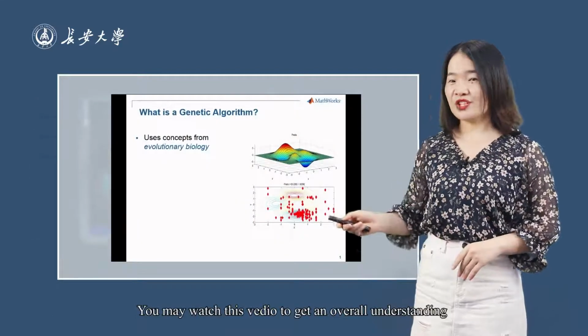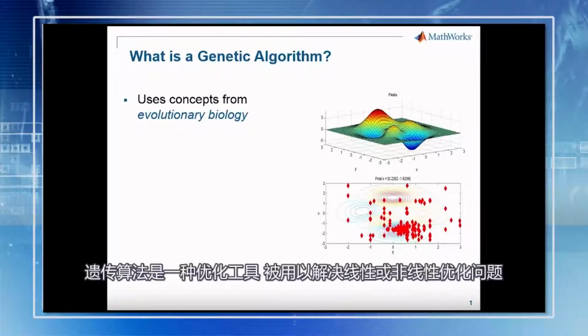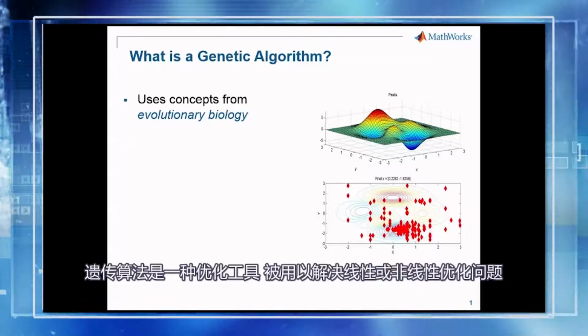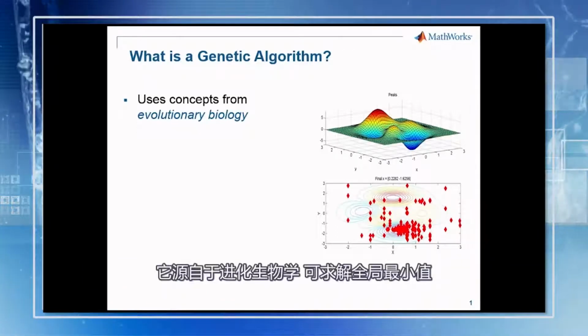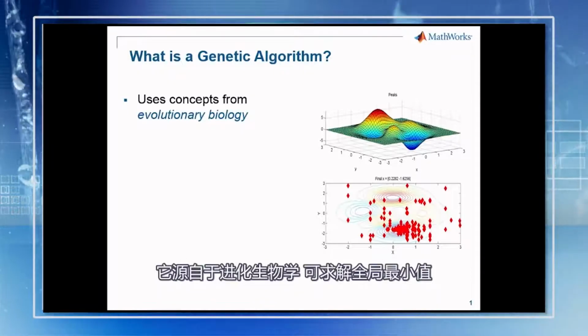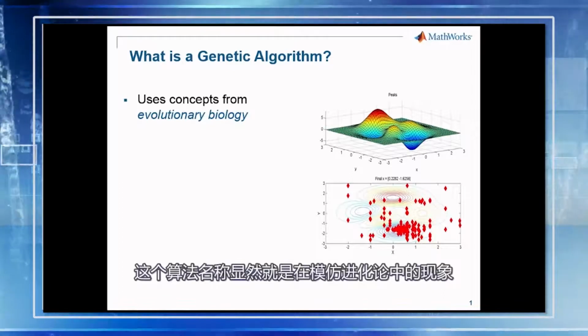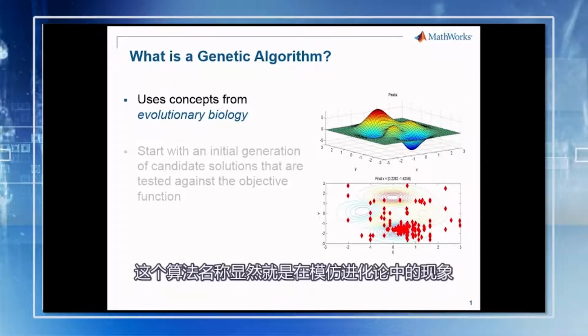So we take genetic algorithm as example here. You may watch this video to get an overall understanding of genetic algorithm. Genetic algorithms are an optimization technique used to solve nonlinear or non-differentiable optimization problems. They use concepts from evolutionary biology to search for a global minimum to an optimization problem. The name genetic algorithm comes from the fact that they're mimicking evolutionary biology techniques.